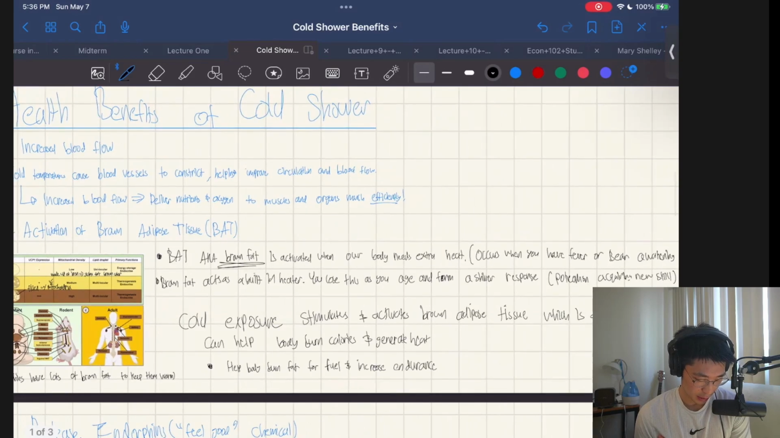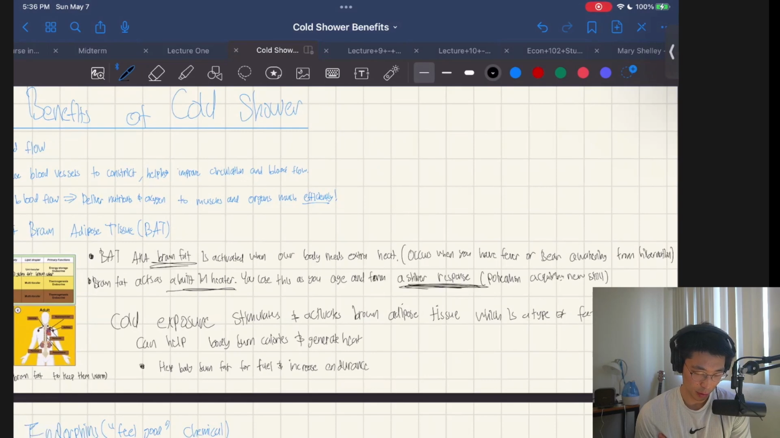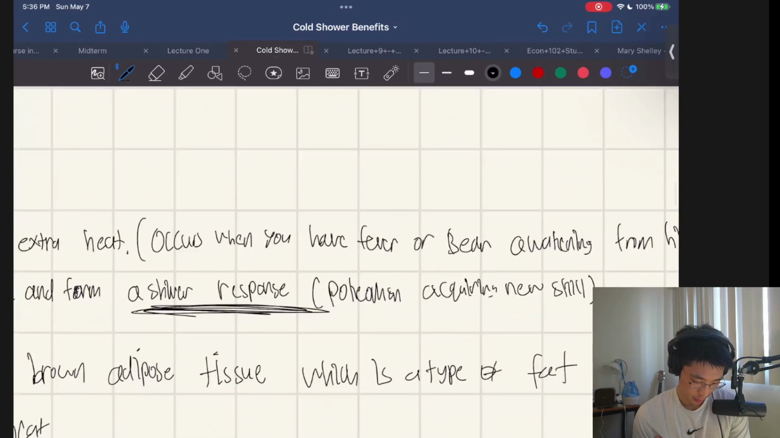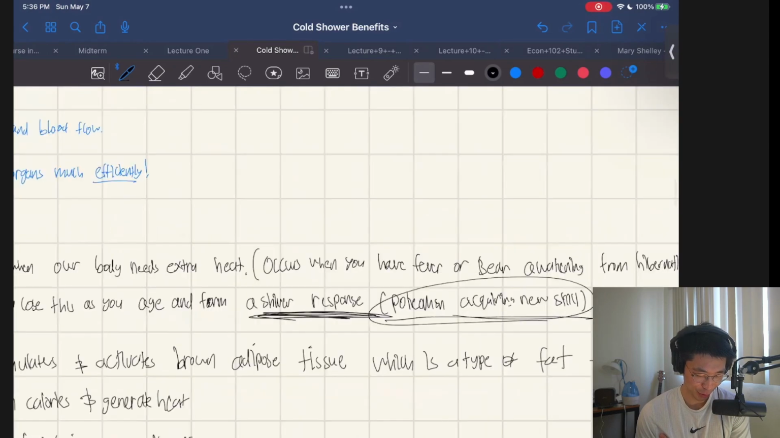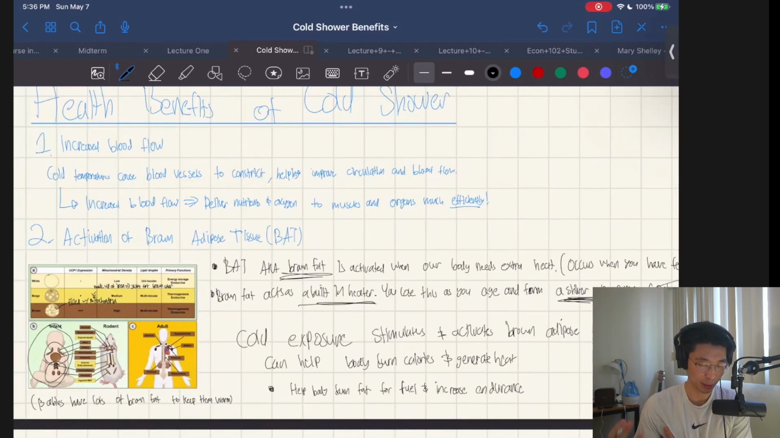Brown fat acts as a built-in heater. You lose this because we form a shiver response. This is how I understood this concept: it's kind of like a Pokemon acquiring a new skill. As we age, we learn this new ability of shivering response, and thus we don't really need as much brown fat as we did when we were infants.